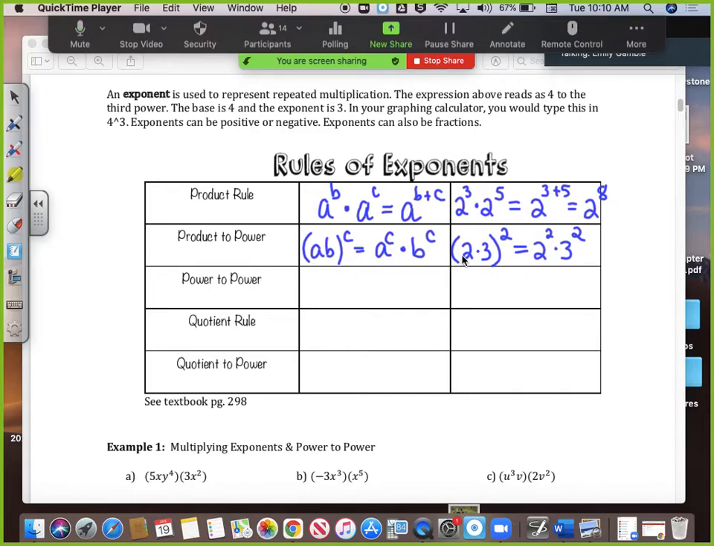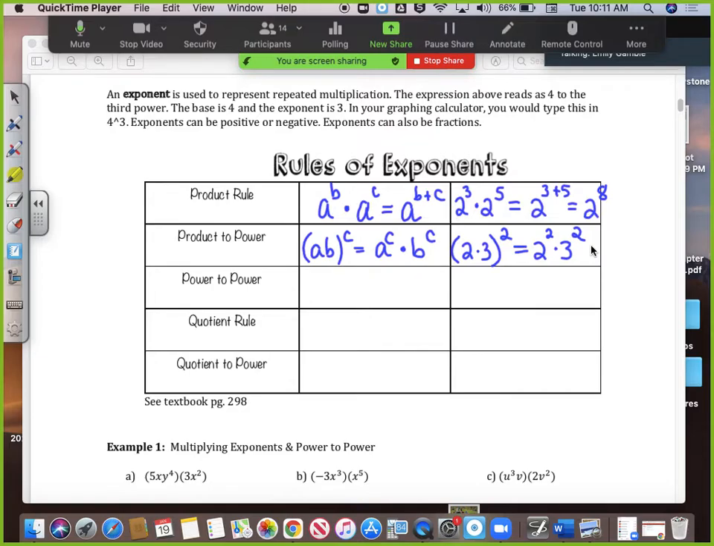On the left-hand side, 2 times 3 is 6. 6 to the second power is 6 times 6, which is 36. If we look at the product to a power on the right-hand side, when we distribute the 2 to everything on the inside, 2 to the second power is 4, 3 to the second power is 9, and 4 times 9 is 36. You get the same exact answer. It's just a way to simplify exponents.